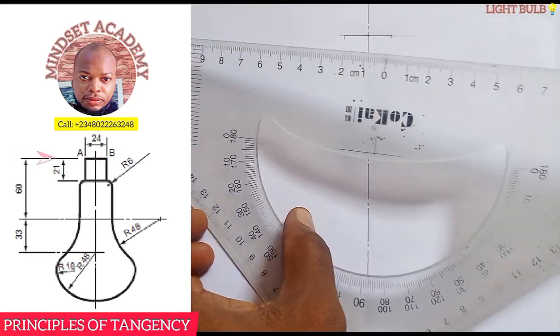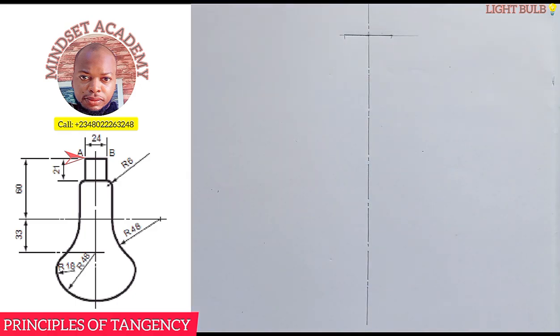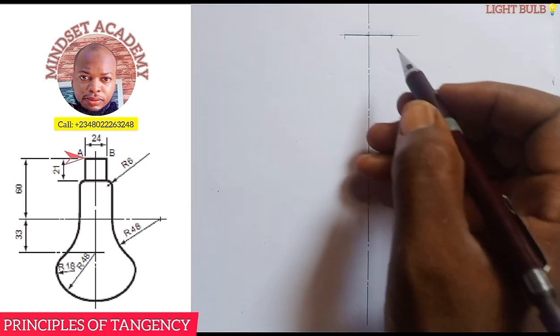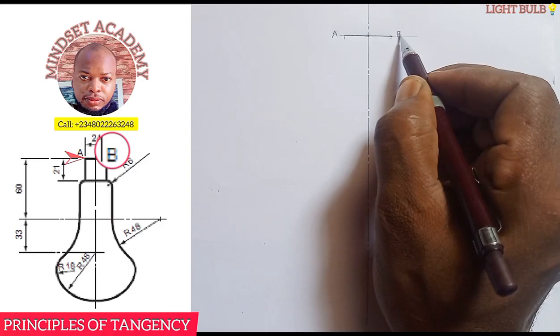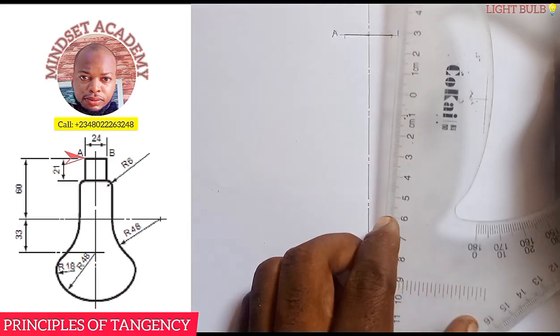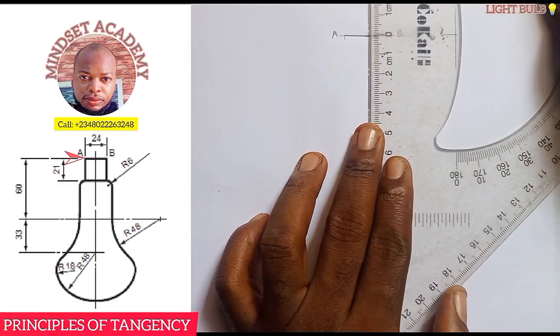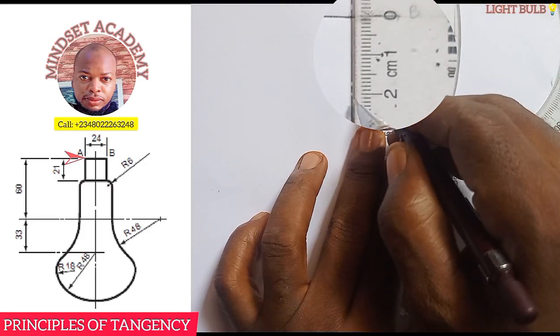Hope you can see that. So meaning that from this point to this point is 24. Now I'll bring those two edges down as you can see here. This point here is point A, while here is point B. I'll measure a distance of 21, because from point A down is 21. So I'll start from this center here and measure a distance of 21 from here.